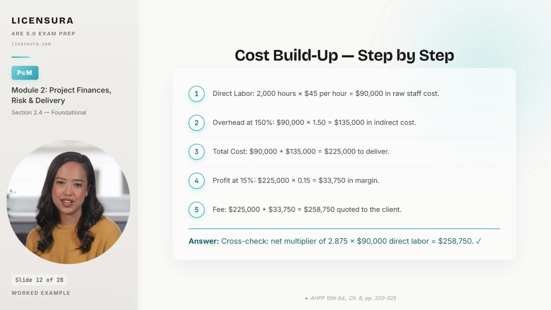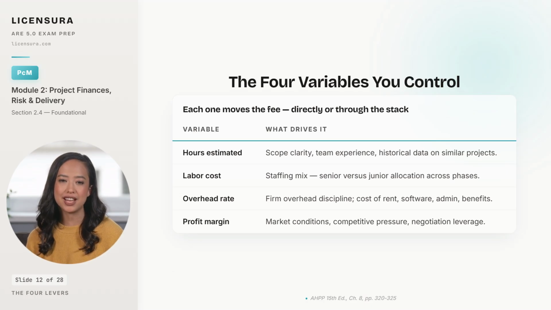The variables in this formula are the levers the firm actually controls. 4 levers sit inside the formula, and each one moves the fee in a different way. Estimated hours is the variable most architects get wrong. It's driven by scope clarity, the experience of the team you'll actually assign, and your historical data on similar projects. Without historical data, hours estimates are guesses with a budget number attached.